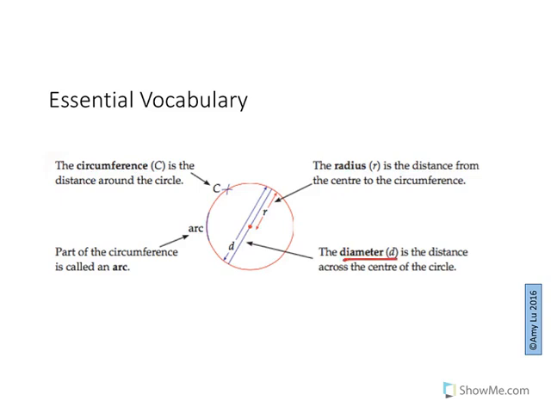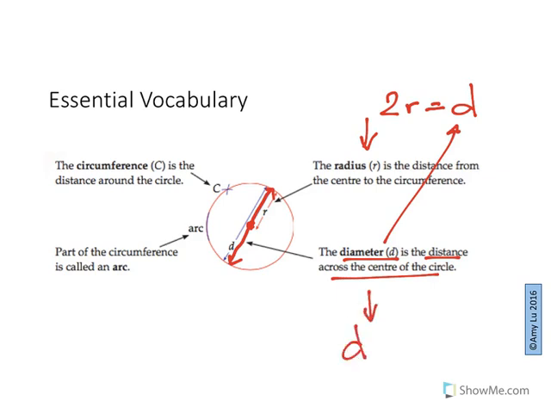Now, the diameter, little d, is the distance across. So we're thinking about it from here at the center to one end and then to the other. If you think about it, two radiuses make one diameter. Or you can think of it like this: half of a diameter is equal to one radius.